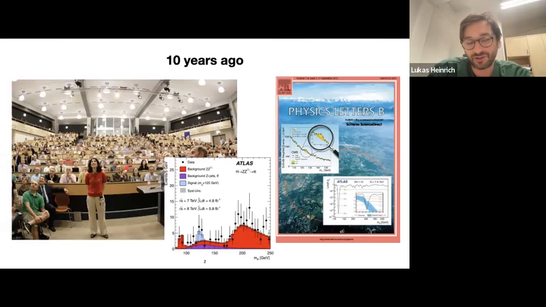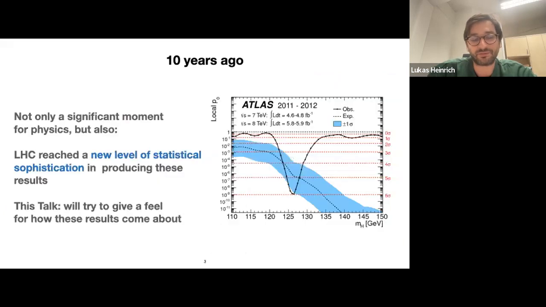This year we had the 10-year anniversary of the discovery of the Higgs boson. For physicists, this was of course a huge breakthrough, in the sense that we found the missing particle of one of the major theories that explains nature. So from a physics point of view, it was a big day. But at the same time, from the statistics point of view, it was also a culmination of a lot of methodological developments that happened within LHC statistics, within particle physics statistics, over multiple decades.